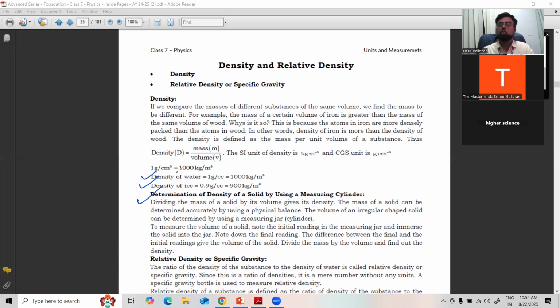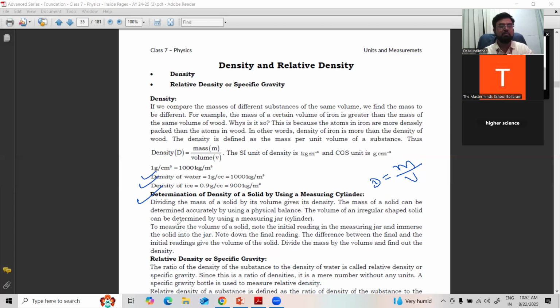Right? So how to measure the density? Determination of density of a solid by using a measuring cylinder: divide the mass of the solid by its volume, giving its density. That is mass by volume. What is the mass? You can measure it by a common balance, divided by the volume occupied. Volume we have already seen. To measure the volume, there is a mathematical formula. If it is a solid body or a liquid body, there are measurements to take. By measuring them, you have to divide.